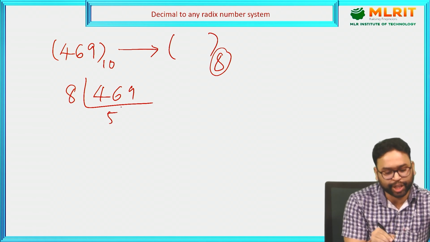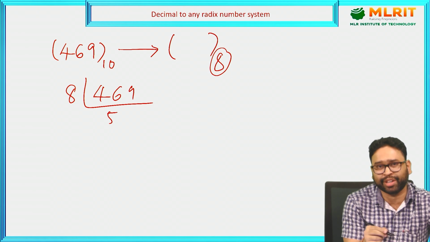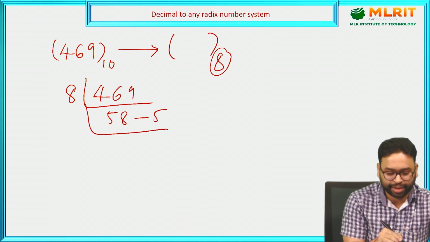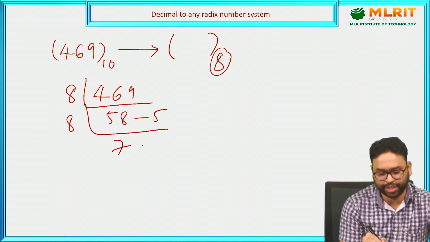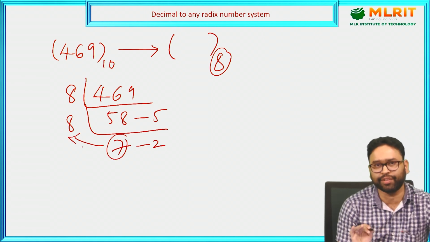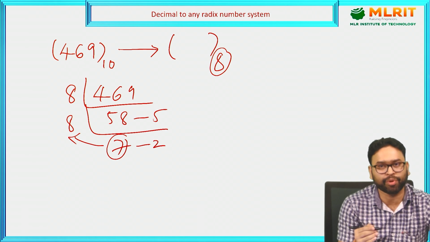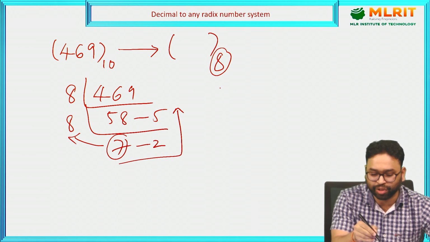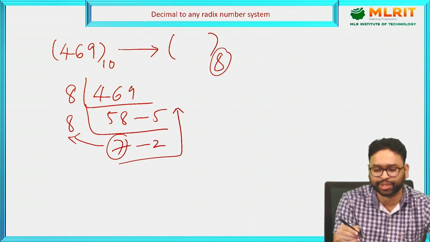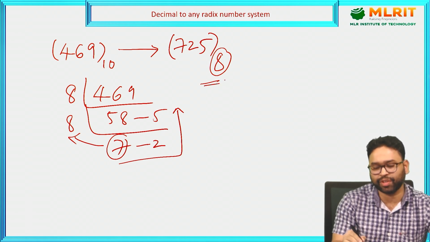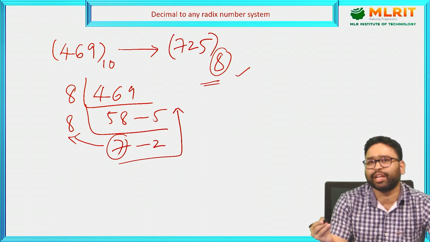8 5s are 40, remainder is 6. 8 8s are 64, and the remainder value will be 5 here. Next, 8 7s are 56 and the remainder is 2. I can't divide this 7 by 8, so we can stop the division here. Now what I said, in case of integer part, always write the values from down to top. That means the equivalent value of this 469 in the octal number system is 725.